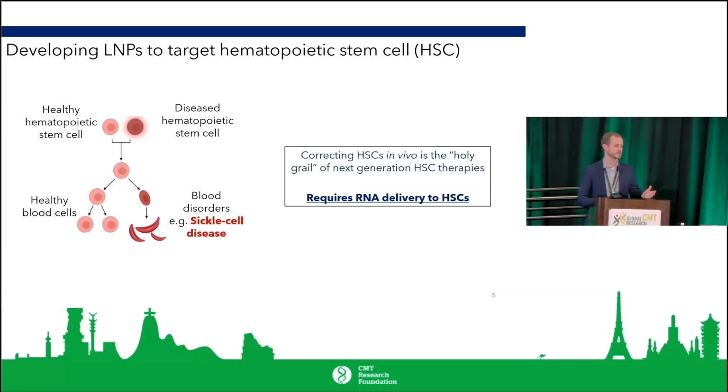So HSCs are a therapeutically relevant cell type as well, given that the disease of this single cell type can give rise to a variety of blood disorders. So theoretically, by correcting the disease of this one cell, you can lead to treatments in a variety of different blood disorders. But ultimately, this requires RNA delivery to those hematopoietic stem cells directly in vivo.